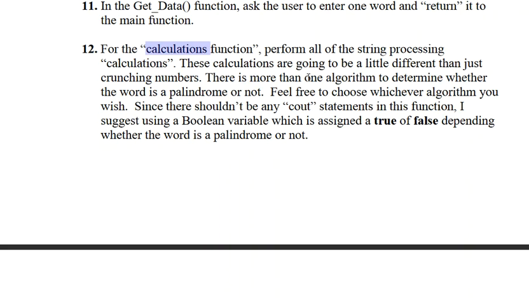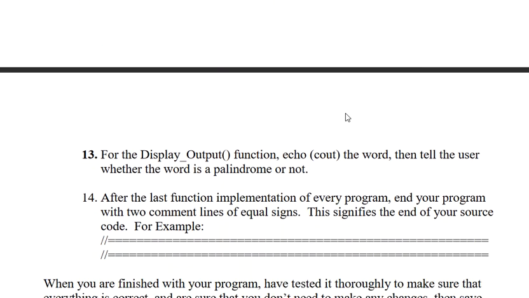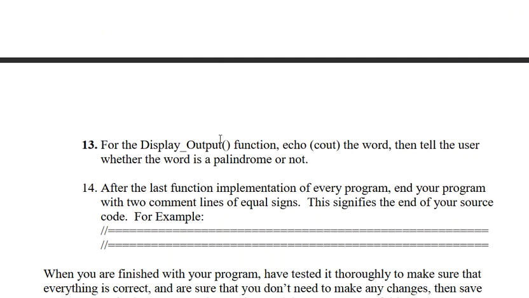So what I would like you to do then is take that word, do a test, and depending on the results of the test, I would like you to have a Boolean variable which, since we're testing for palindrome, I always think a Boolean variable name should have a verb in it. So isPalindrome is a good name. Please don't abbreviate it. And you're going to assign it a value of true or false. Then we're going to pass the word and the value of the Boolean variable to display output.